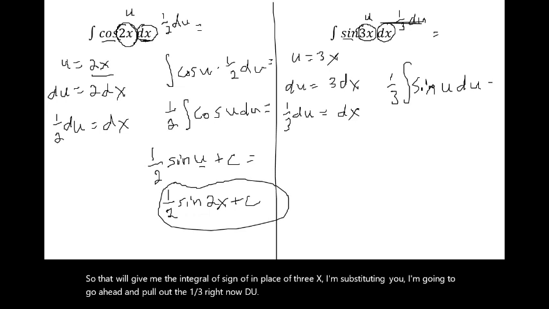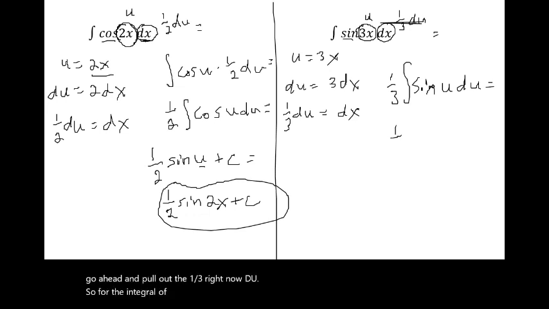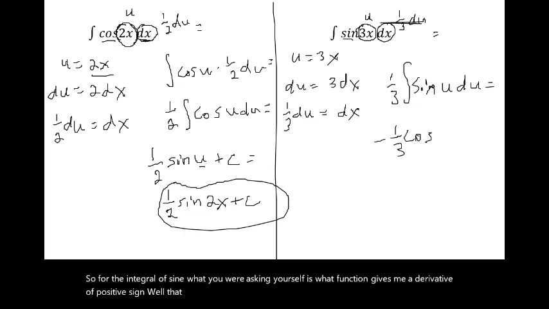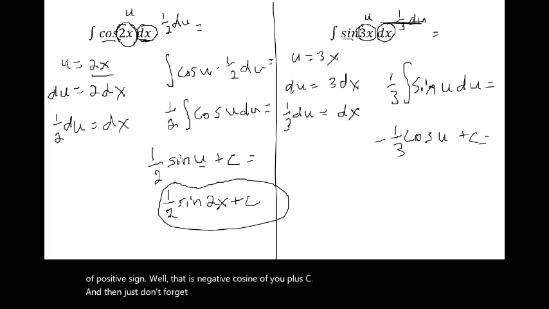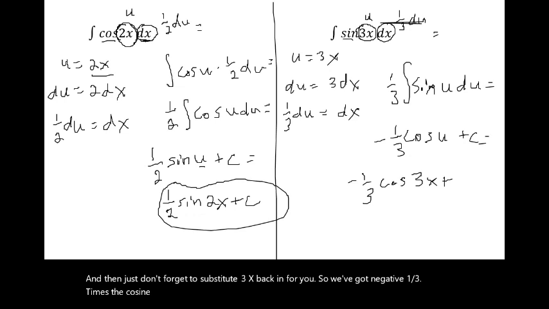So for the integral of sine, what you are asking yourself is what function gives me a derivative of positive sine? Well, that is negative cosine of u plus c. And then just don't forget to substitute 3x back in for u. So we've got negative 1/3 times the cosine of 3x plus c.